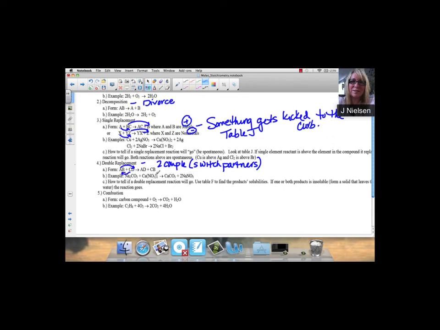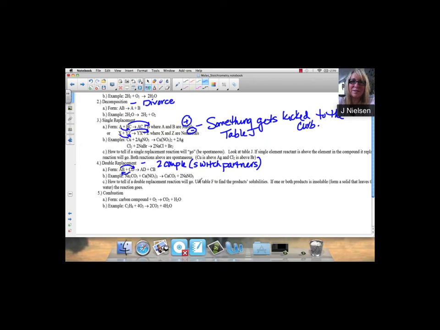Here you have Na plus, CO3 minus, Ca plus, and NO3 minus. So Na is going to hook up with the NO3 for a positive and a negative, and Ca is going to hook up with CO3 for CaCO3.